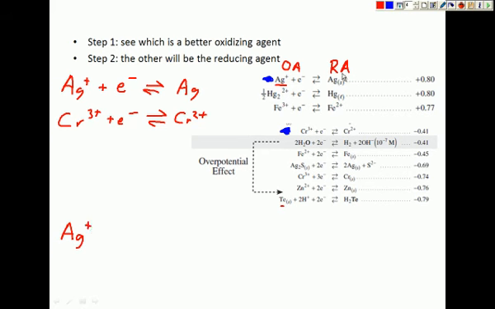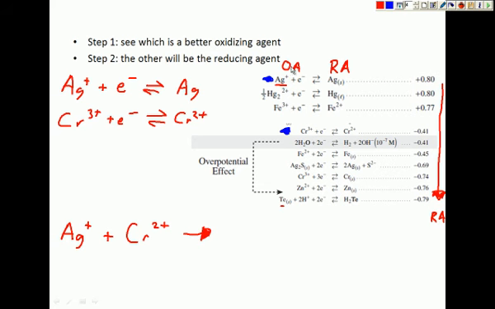Now our better reducing agent is going to be, if you remember, if you're looking at your table, this way is the stronger reducing agent down here. So this is for stronger reducing agent. And the stronger reducing agent is Cr2+. Okay? And so this is how our spontaneous reaction is going to be.